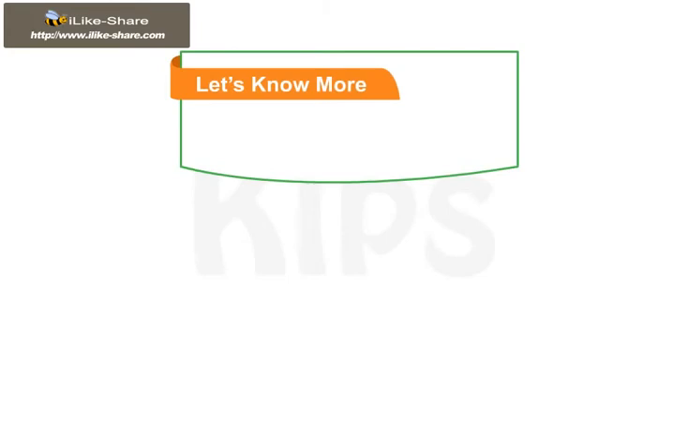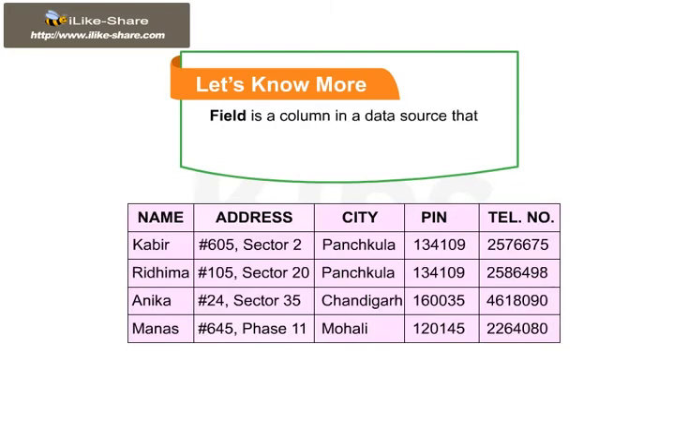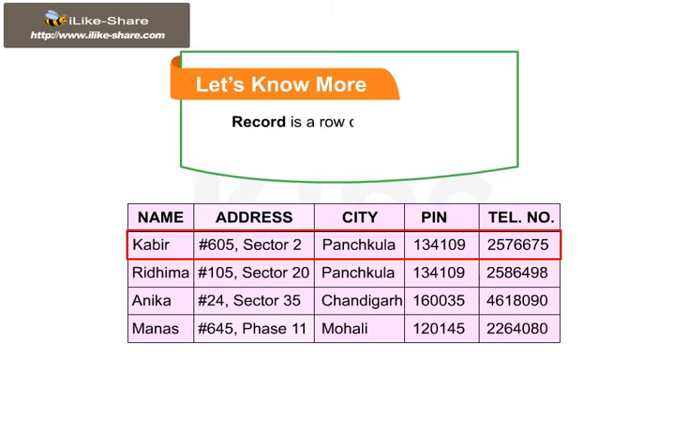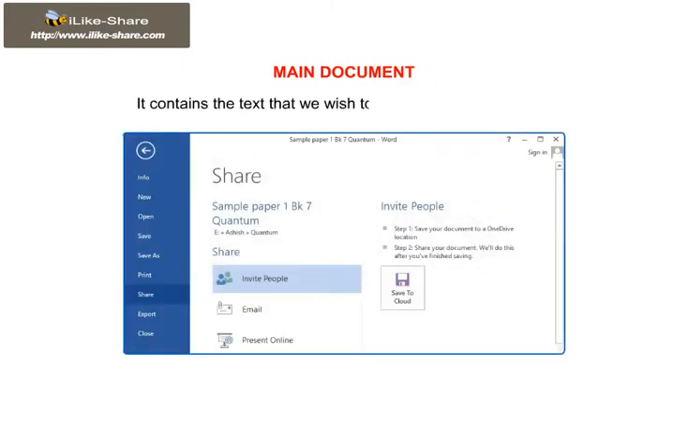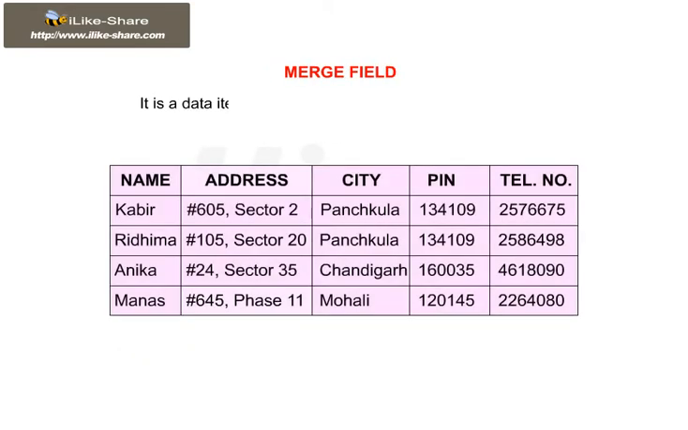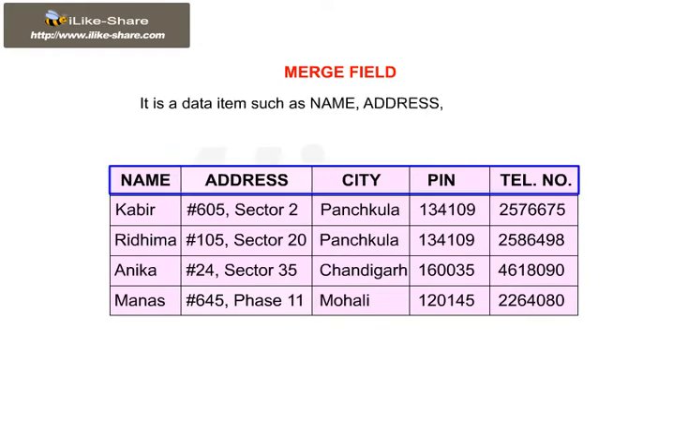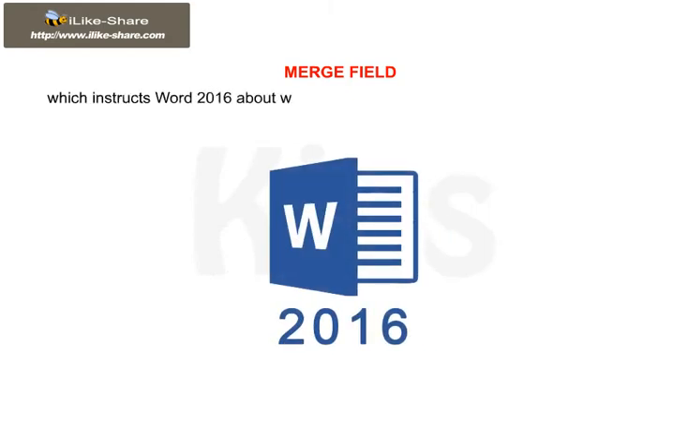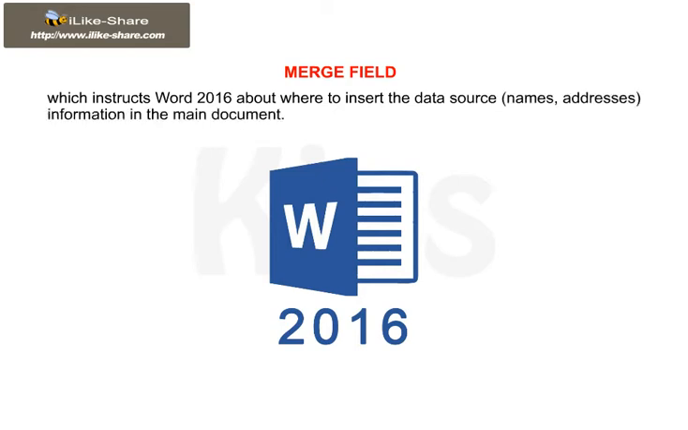Students, let us know more. Field is a column in a data source that contains one type of information. Example, name, address, city, etc. Record is a row on a data sheet. Numbers of fields make one record. Main document contains the text that we wish to send to all the recipients. Merge field is a data item such as name, address, city, PIN, etc. which instructs Word 2016 about where to insert the data source, names, addresses, information in the main document.